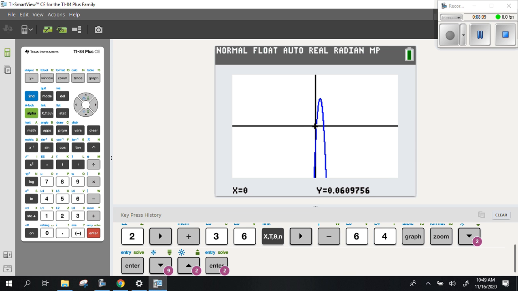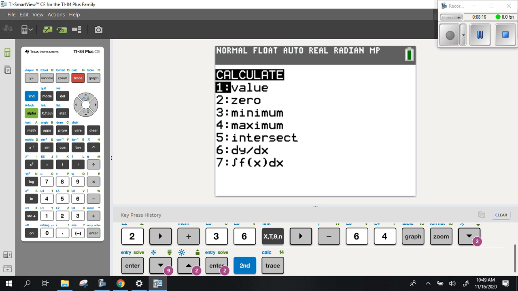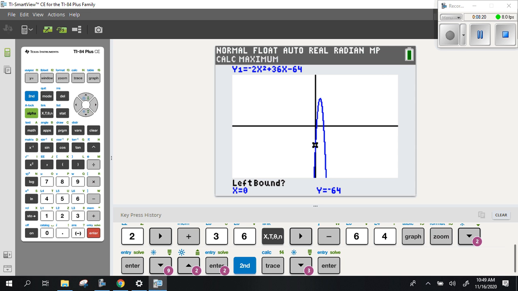We would like to know where that is, so we can use our calculator to find that out. Remember how to do that? We would hit second trace. That gives us our calc. We would like to know what the maximum is on this. So it asks you, hey, where are we looking? And you're like, in between here and here. And then I guess that it's at the top. And it says that our maximum is at x equals 9, y equals 98.